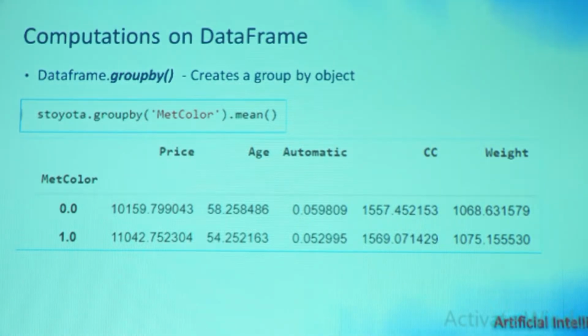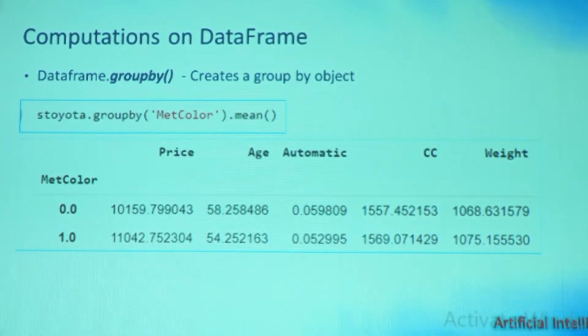Similarly, you can try this for automatic gearbox. If it is 0, it's a manual gearbox. You remember yesterday's data set? I hope it is in your mind, right? If it is automatic, it was value 1. If it was manual gearbox, it is value 0. So you can even check what could be the mean value of the price if it is a manual gearbox or an automatic gearbox.